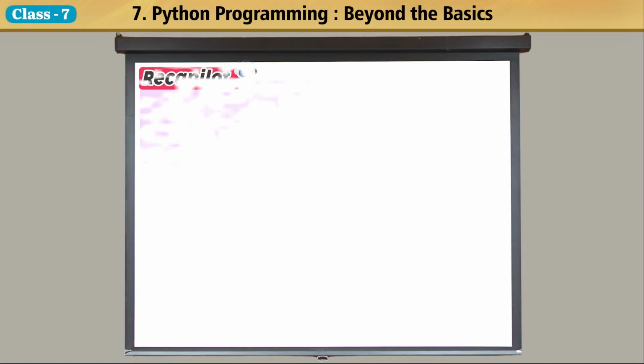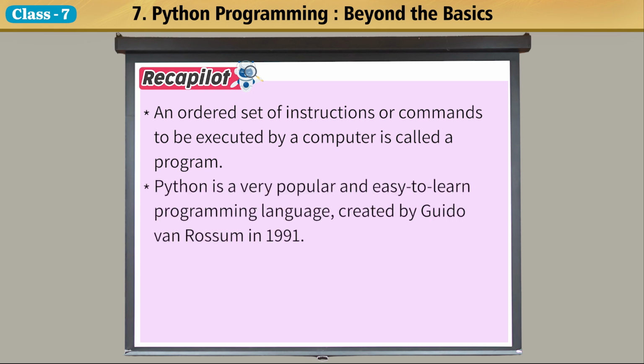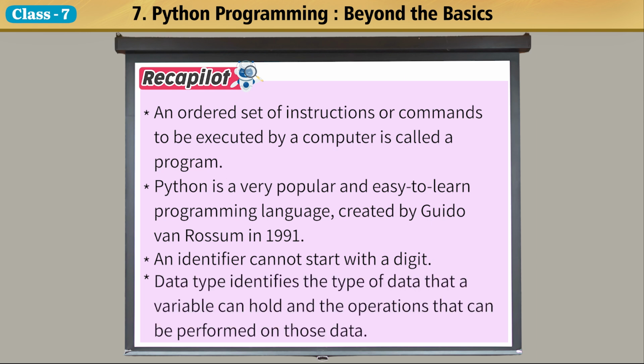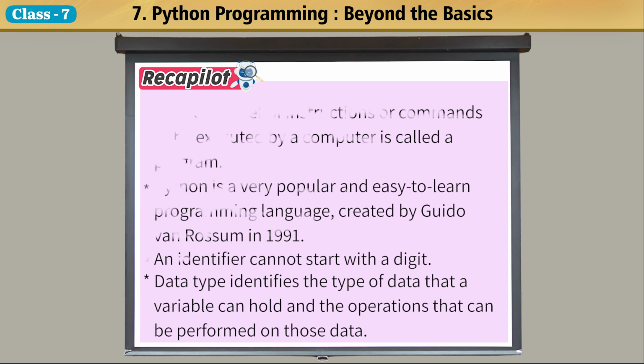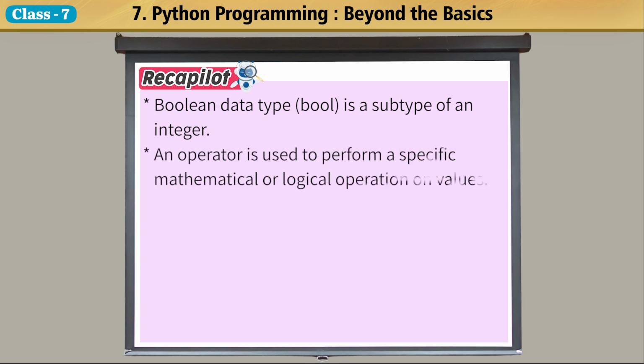Recapitulate. An ordered set of instructions or commands to be executed by a computer is called a program. Python is a very popular and easy-to-learn programming language created by Guido van Rossum in 1991. An identifier cannot start with a digit. Data type identifies the type of data that a variable can hold and the operations that can be performed on those data. Boolean data type bool is a subtype of an integer. An operator is used to perform a specific mathematical or logical operation on values.